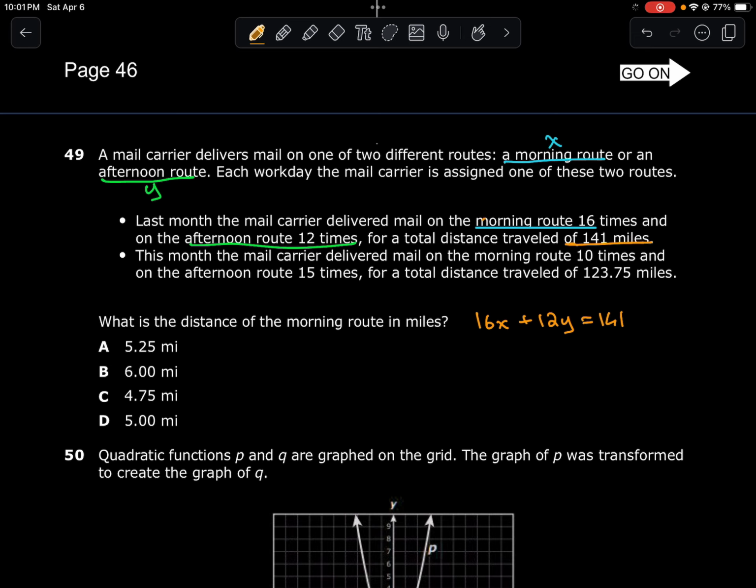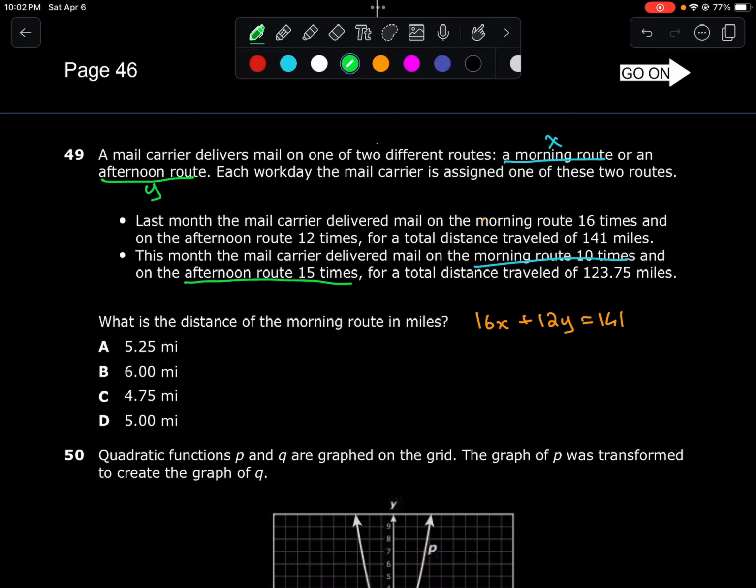Okay, now let's read the next sentence. This month, the mail carrier delivered mail on the morning route 10 times, and on the afternoon route 15 times, and the total distance is 123. The total is always by itself, so let's just put it there.